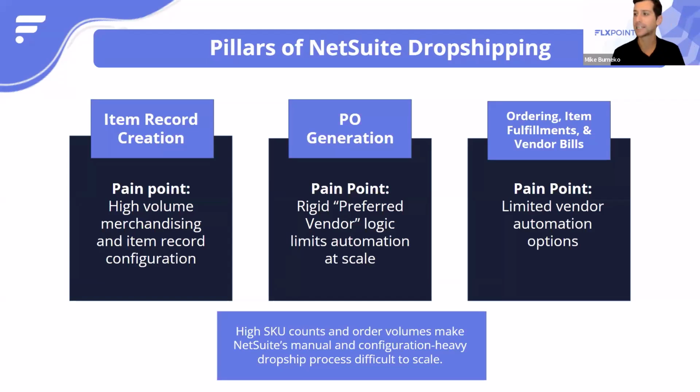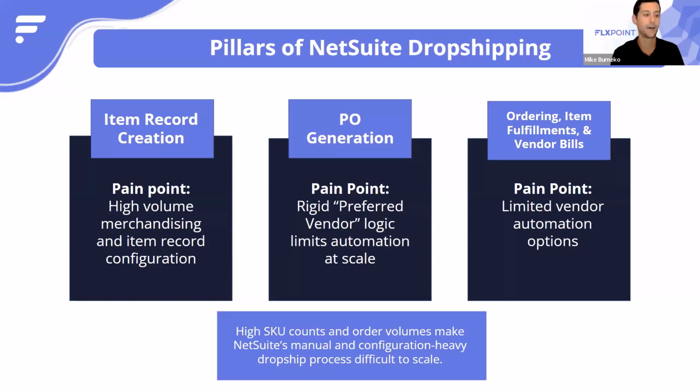And then finally, basically the order procurement lifecycle. So actually placing orders with vendors, not just generating those POs, but placing the order, getting tracking information back to create item fulfillment records, getting invoices in to create vendor bills. The biggest pain point with that entire process is just really limited connection integration options to your vendors to send them orders and get those details back.